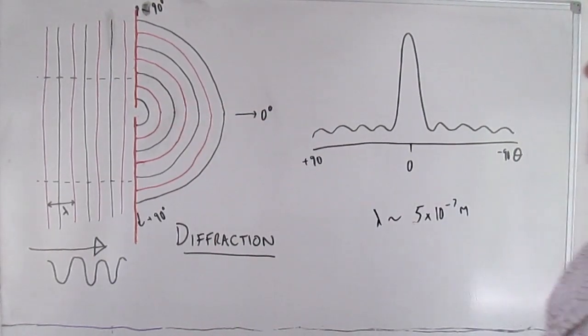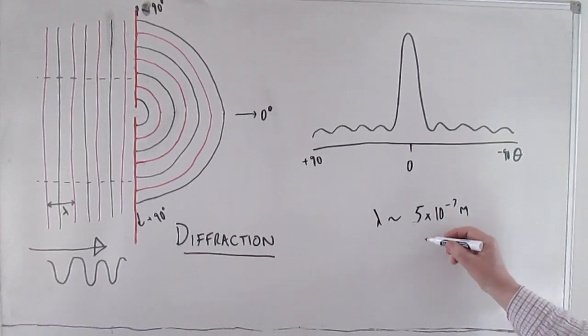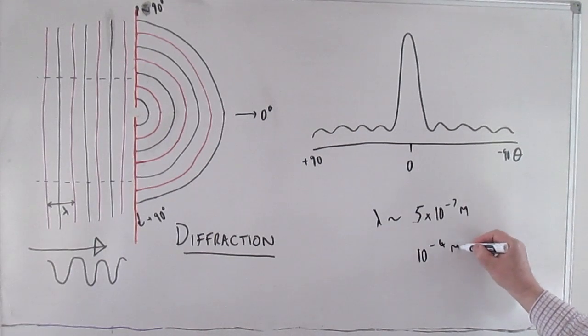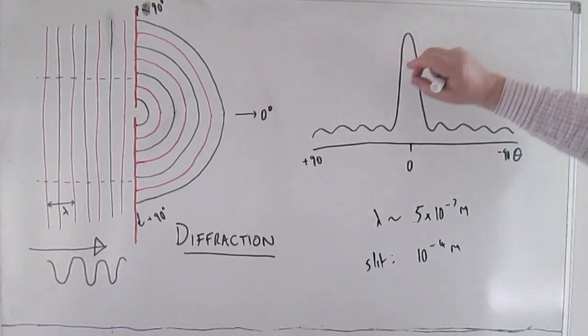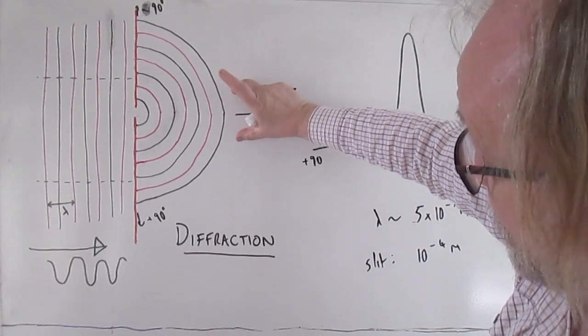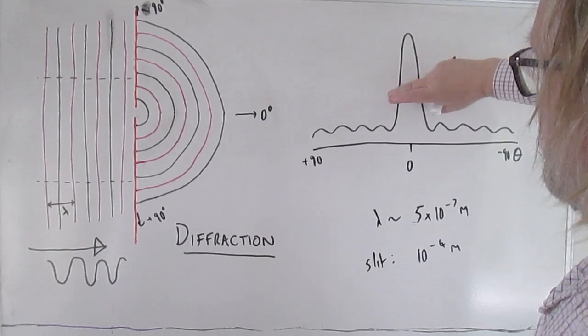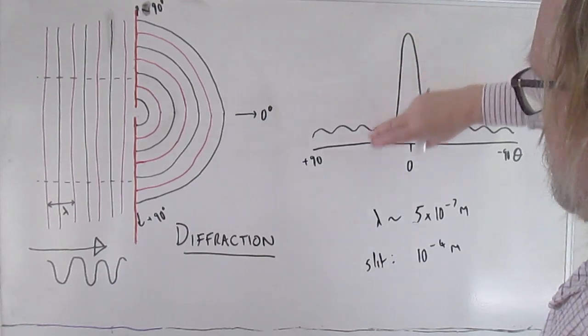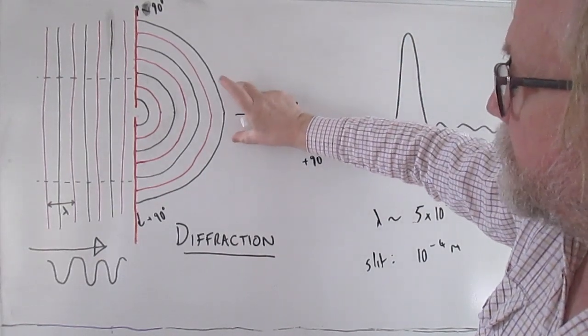And if that slit were, say, 0.1 millimeters, that would be about 10 to the minus 4 meters. That might be a reasonable slit width. And you can see that the slit is much bigger than the actual wavelength. The consequence of that is that this peak is really quite narrow, so the range of where there's intense diffracted radiation is quite narrow here.